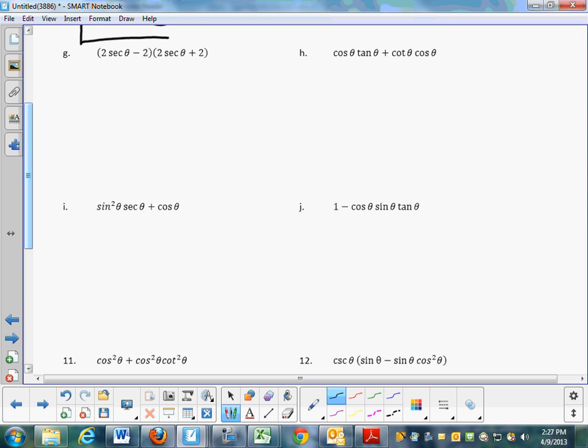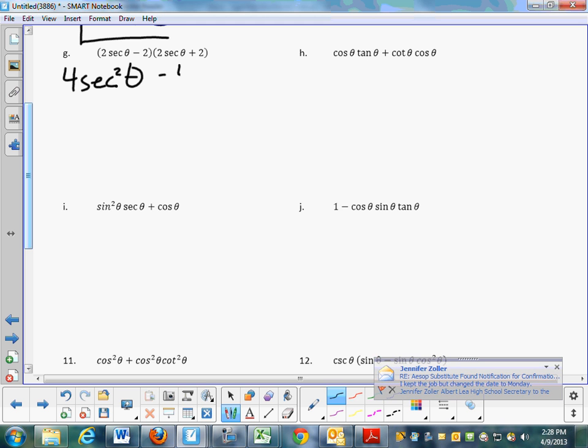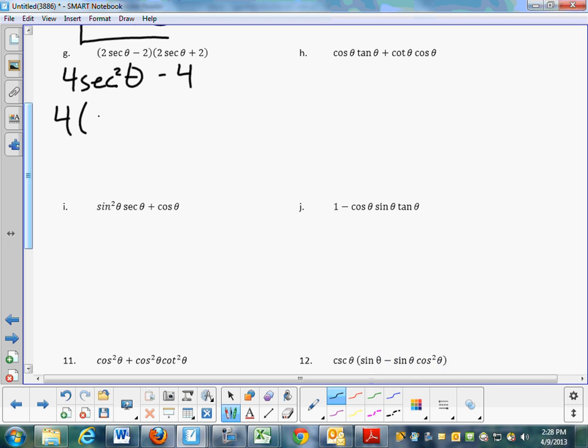Your own. All right. 2 secant of theta minus 2, 2 secant of theta plus 2. Anytime you have conjugates, they're the same except you just have a plus and a minus. You notice that the middle is always going away, right? So we could just multiply the front and the back. So we got 4 secant squared of theta, and we're going to have minus 4. Everybody good? What to do, what to do, what to do. Very good. Let's take out the 4. 4 times secant. There, you guys have foresight.